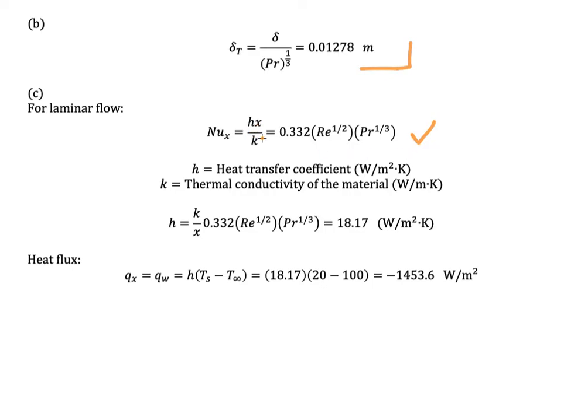This is just an equation, so we could calculate the Nusselt number actually. Hx over k is equal to 0.332 square root Reynolds number times Prandtl number to the power 1 over 3. We substitute everything, so we could get the value of h here as 18.17. Then the heat flux can be calculated like this. We substitute the difference of temperature, and we get negative 1453.6 watt per meter square.